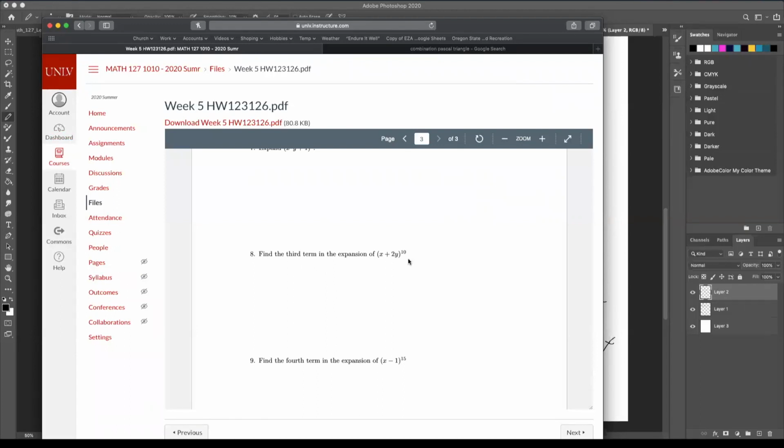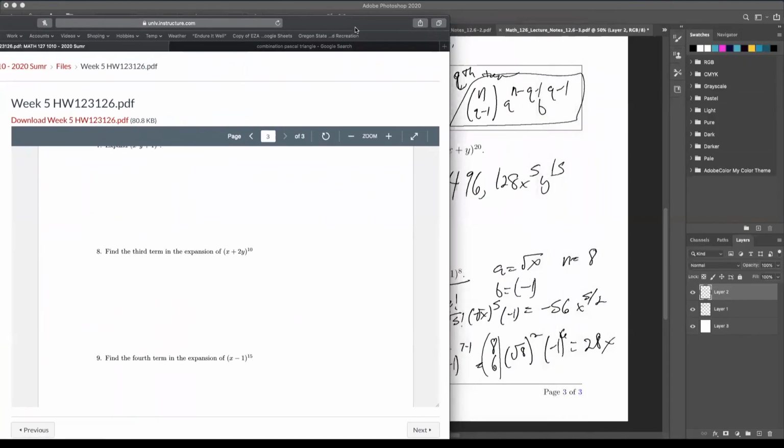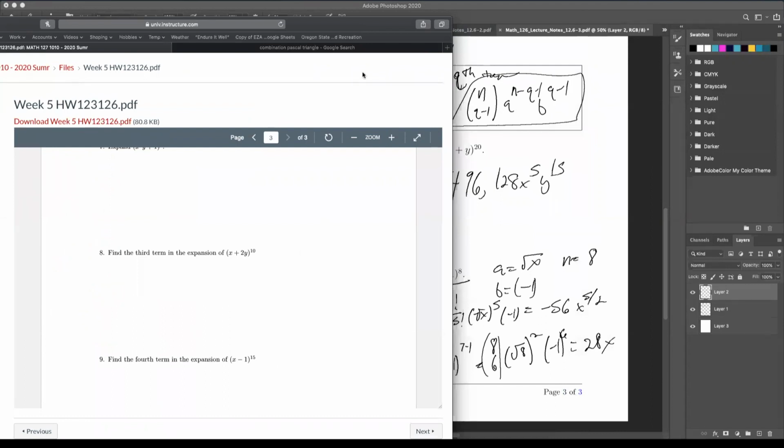And then I asked you just whatever term it is. So what's the third term of this expansion? So use the new formula here, right, to get your answer. And the fourth term of this expansion. So use the new formula here, okay?